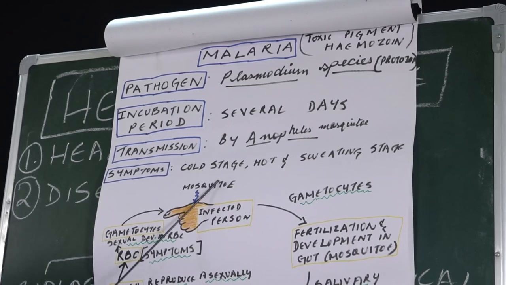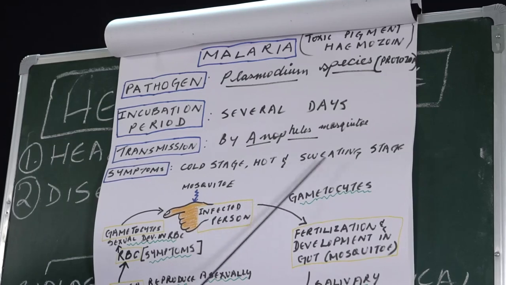You'll have cold stage, hot and sweating stage. You have heard of malaria patients who start shivering and then ask for blankets, and suddenly after some time they start sweating and having high temperature. These are basically because of the rupture of the red blood cells, okay? The red blood cells in our body. You know the red blood cells are very important to our body, right?